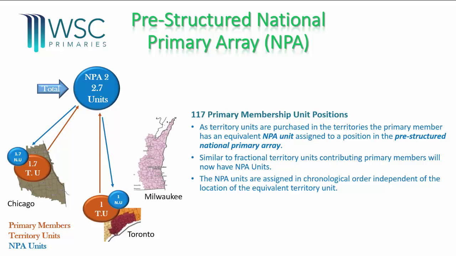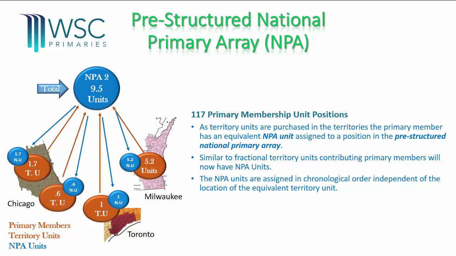Now let's continue. And let's suppose someone in Milwaukee gets 5.2 units. Well, they will also get 5.2 units from the National Primary Array. The National Primary Array is being filled up. It's now at 8.9. And the person who has the territory units also has 5.2 National Primary units. And let's just round this off by saying we're back in Chicago. Somebody buys 0.6 of a unit. They also then get 0.6, so the total goes up to 9.5. And they have the 0.6 of the unit from the National Primary Array. So you see now, primary members or contributing primary members not only have their territory units, they also have units in the National Primary Array.